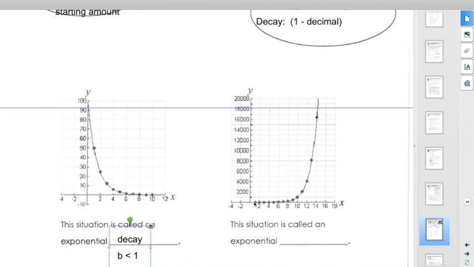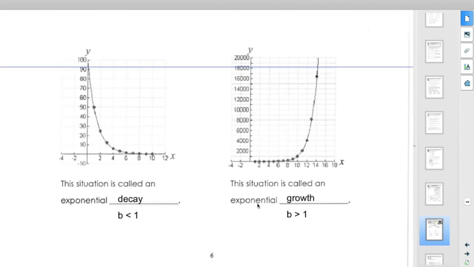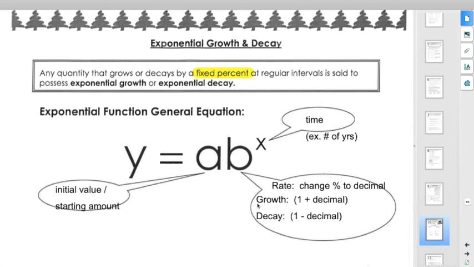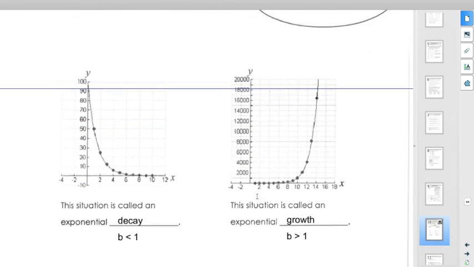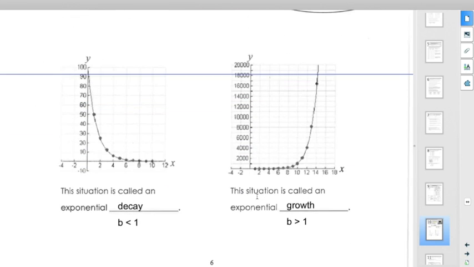Look at this one, going from left to right, definitely increasing. So this is an exponential growth. And that means that my b value is greater than 1. Okay. Let's go on to the final page of this lesson.